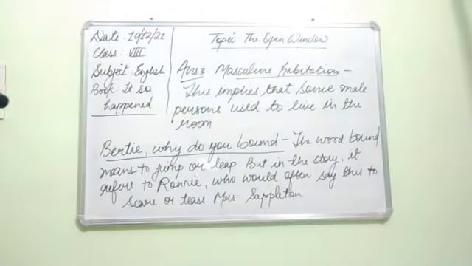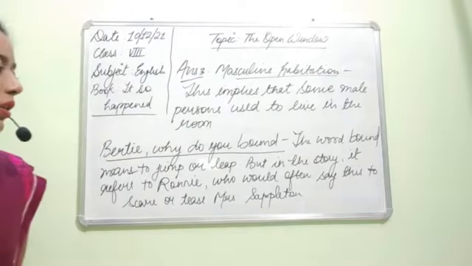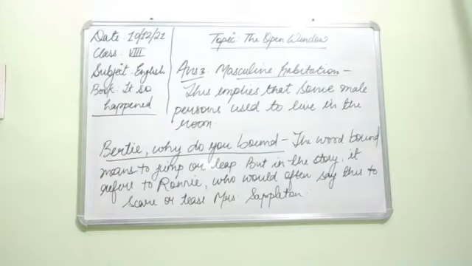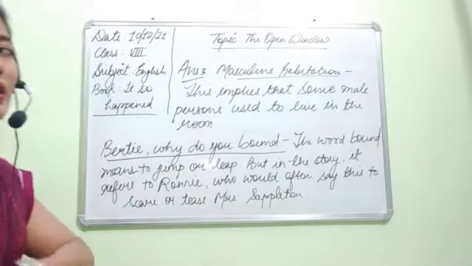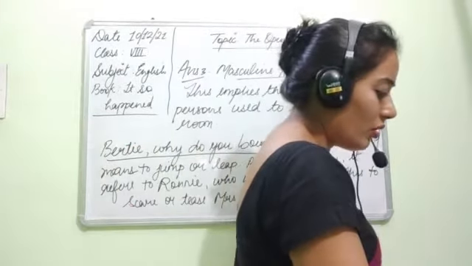The word bound means jump or leap. But in the story, it refers to Ronnie, who would often say this to scare or tease Mrs. Sappleton. Am I clear? Please take down the screenshot, all of you. Just one more paraphrase is left. Okay, I'm hoping that you have taken down the screenshot. So I'm rubbing this off.